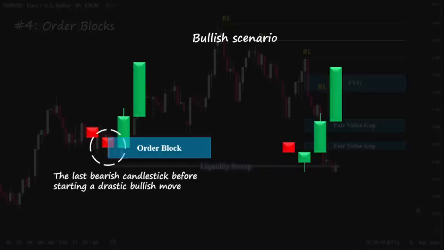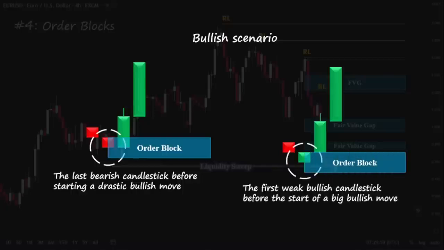In the bullish scenario, the last bearish candlestick before the start of a heavy bullish move is detected as an order block. Or the first weak candlestick before a drastic move. However, for having a valid order block, the recent market structure must be broken. The same concept applies to the bearish scenario.